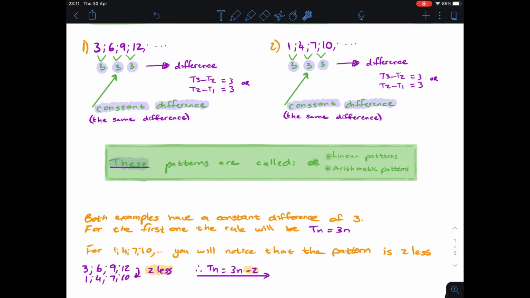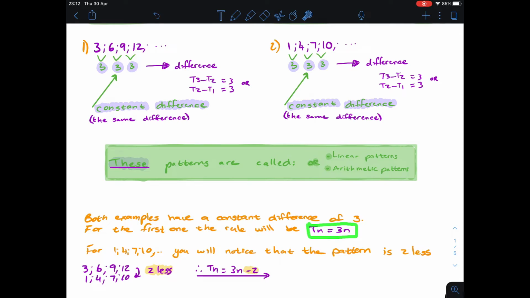But for the first one, the rule is actually Tn equals 3n. So this means that 3n is the pattern I need to follow. So 3n means 3 times n. So n is your term number. So 3 times 1 is 3, and 3 times 2 is 6, and 3 times 3 is 9, and so on.